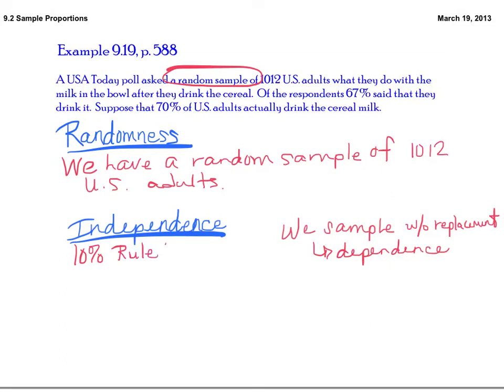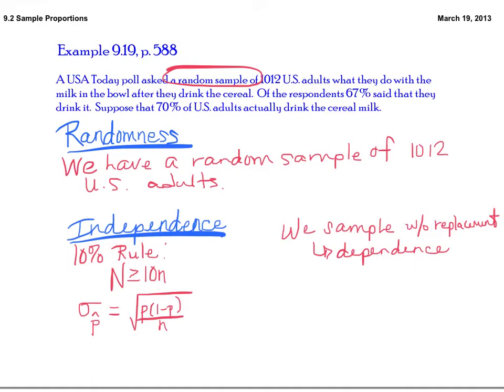The 10% rule says that your population size, capital N, has to be at least 10 times as large as your sample size, which in turn means that your sample size can be no bigger than 10% of your population size. When this rule is met, then the formula that we use for the standard deviation of the sampling distribution of the p hats becomes perfectly valid. And so this formula is valid as long as the 10% rule is in effect.